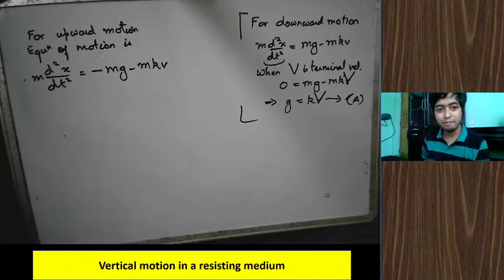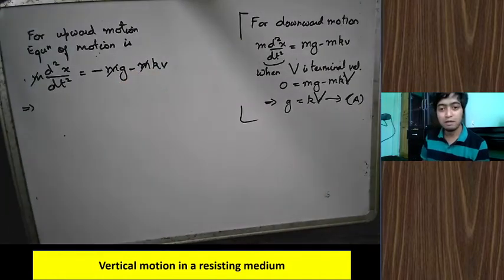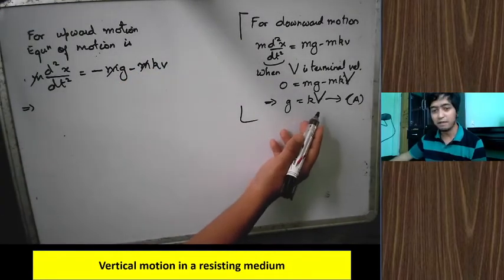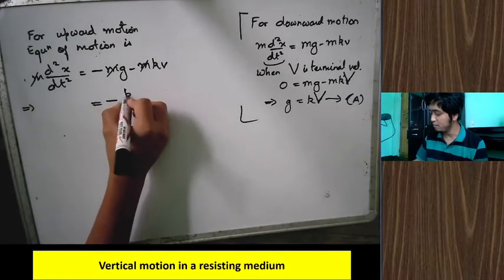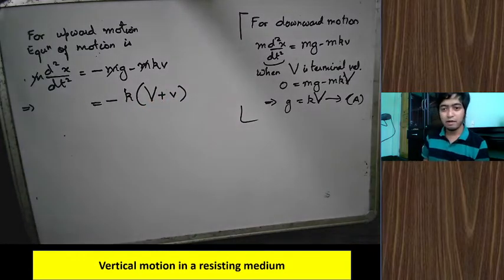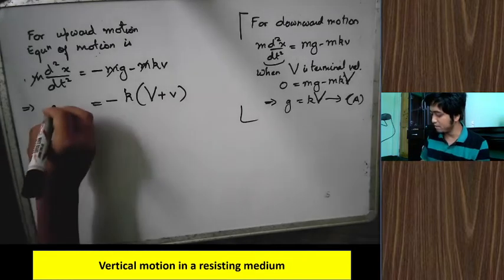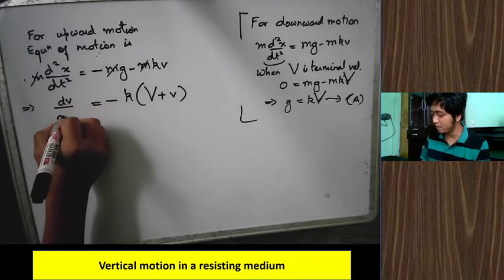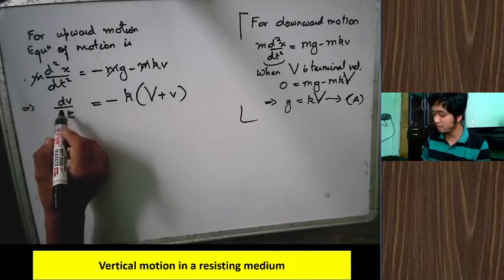And over here we can cancel m. g we can replace with kV. So g is replaced, minus k we can take as common, V plus v. If you see the first equation that we want to find, it is dealing with velocity and time. That's why I will write dv/dt instead of d2x/dt squared.